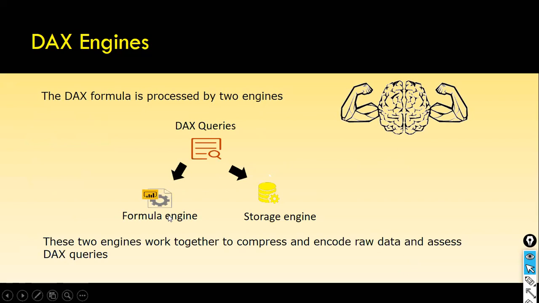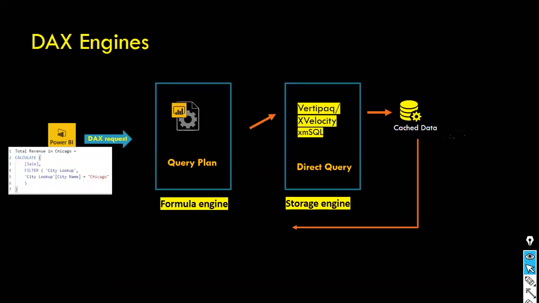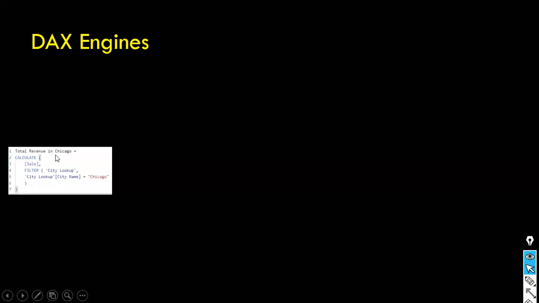So what is the role of the formula engine and storage engine exactly? To take a deep dive, this block diagram can help you understand it. For example, you have used a measure called Total Revenue in Chicago. On the right side of the equal sign, you use the DAX function CALCULATE, with the sum of sales and the FILTER function. Basically you want to compute how much total sales we made in Chicago. For that, you have written a DAX query.